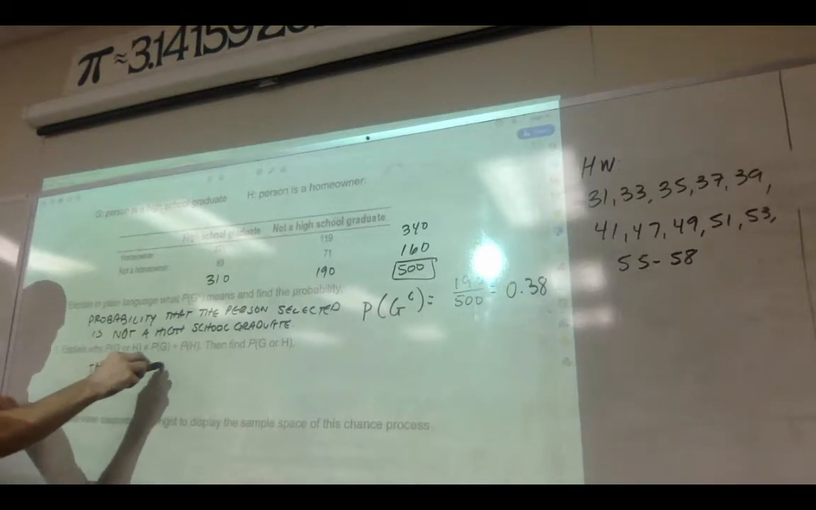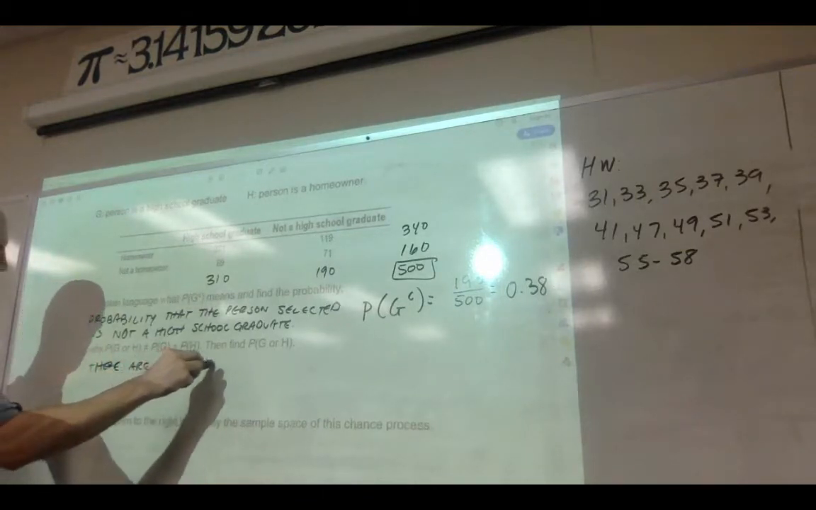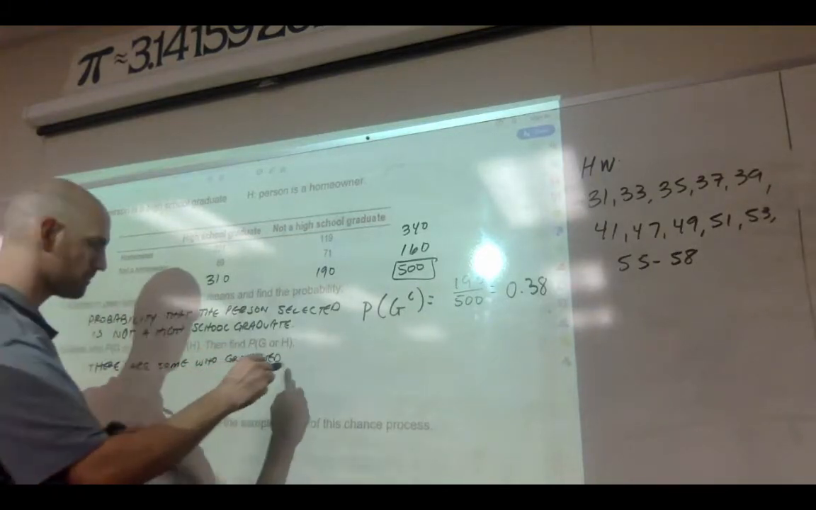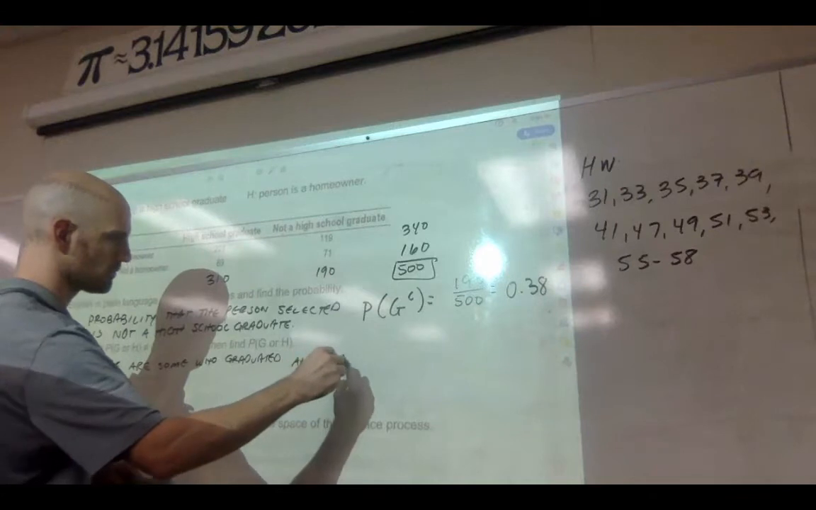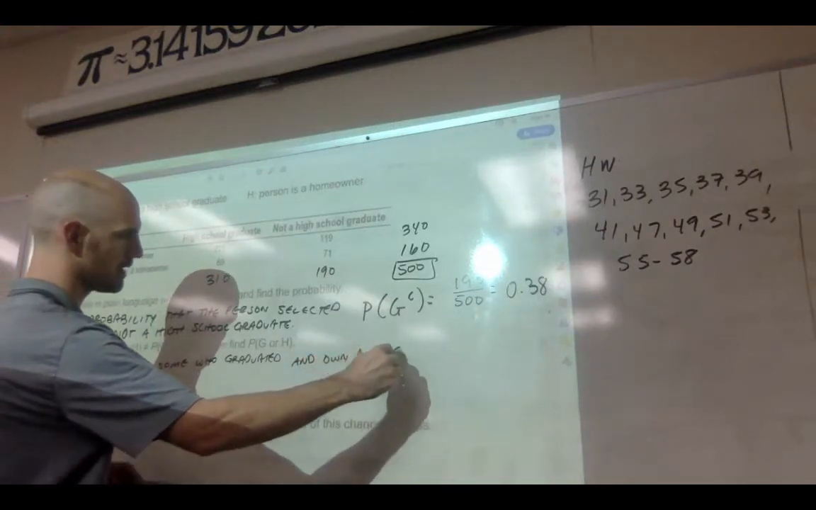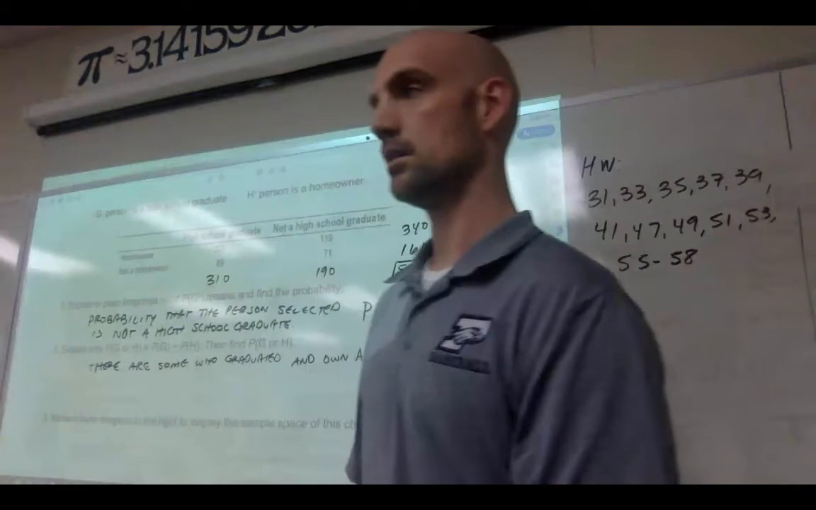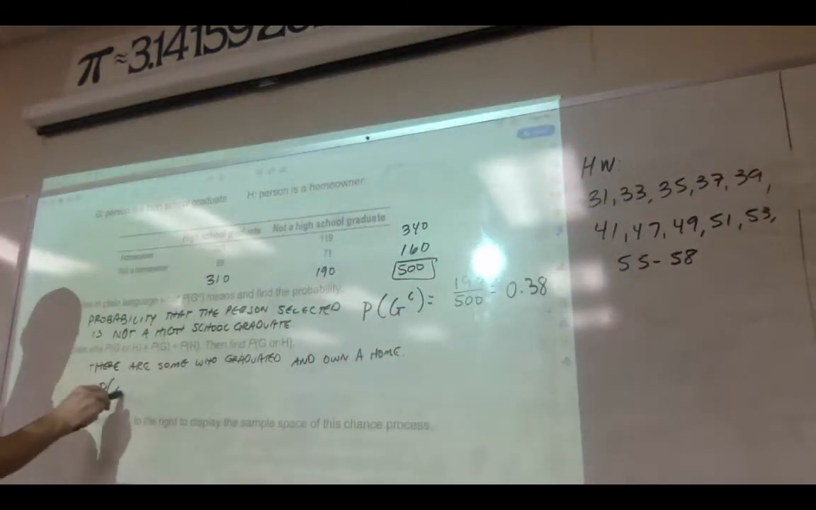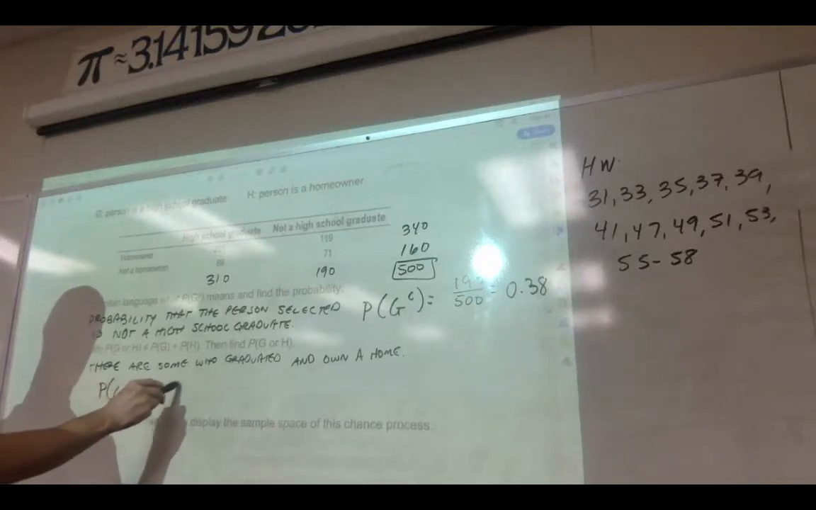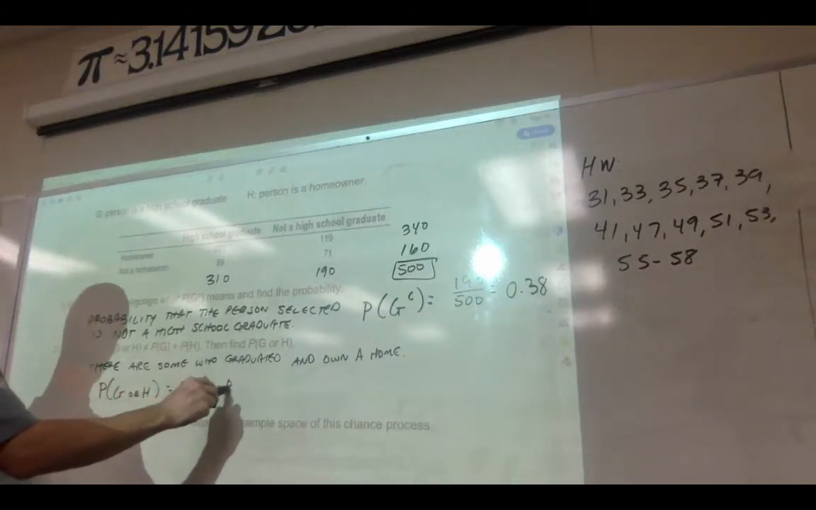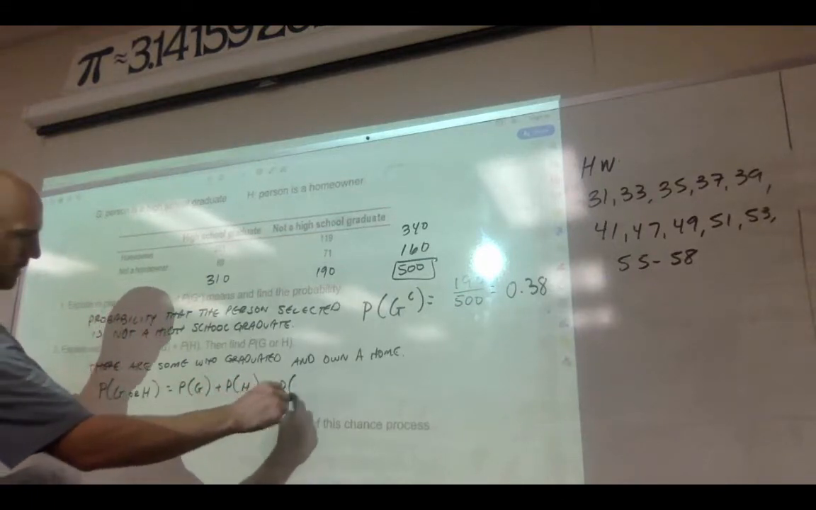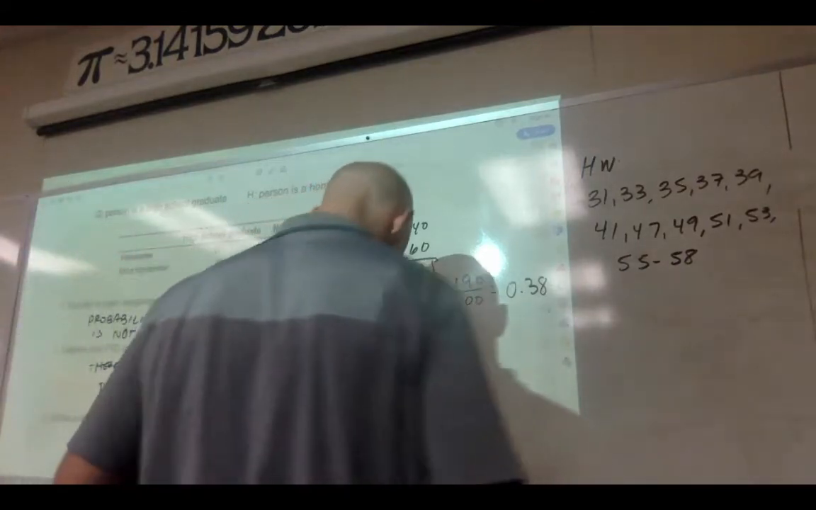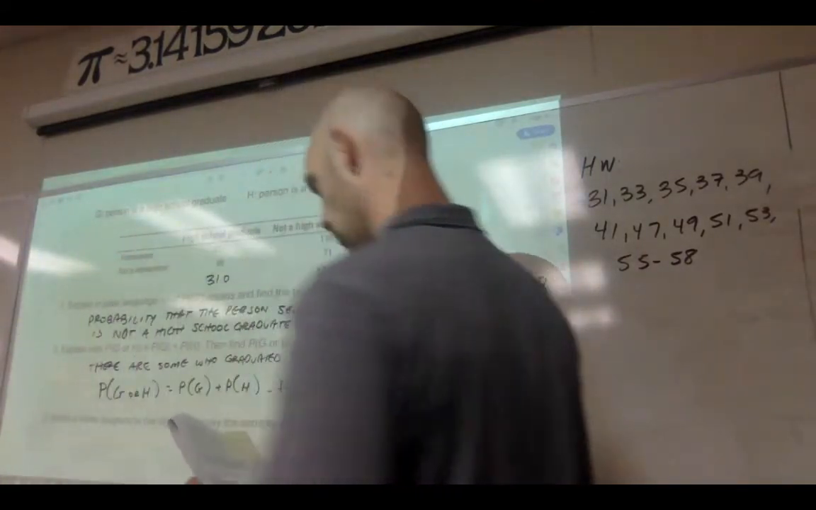Can you just say that P of G and P of H are not mutually exclusive? Yes. These are not mutually exclusive. They're not mutually exclusive events. So the probability of G or H should be the probability of G plus the probability of H minus the probability of G and H, which is equal to what?